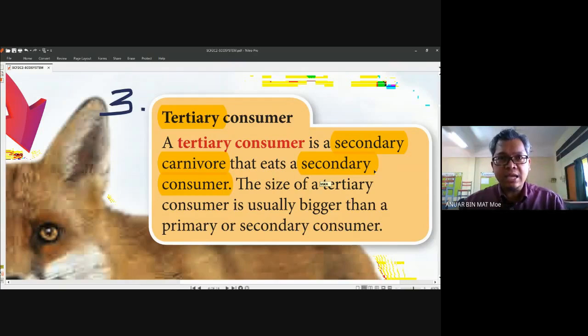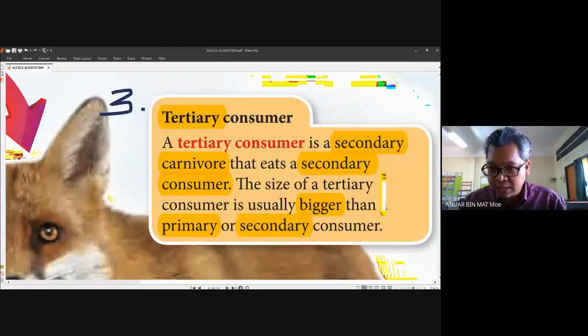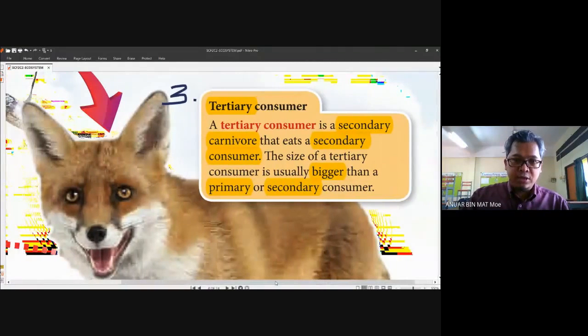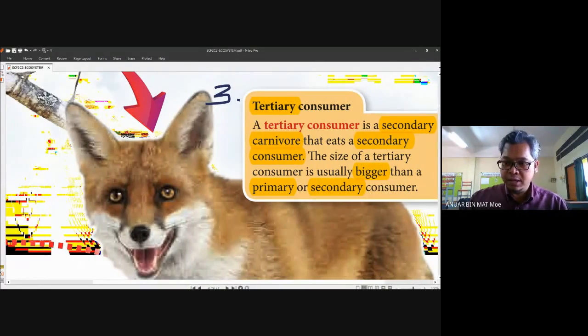Secondary consumer eats primary consumer. And then primary consumer usually eats producer. Can you see the flow here? Can you see the flow here? The size of tertiary consumer is usually bigger than primary or secondary consumer. Usually tertiary consumer is a lot bigger. The size of the body is bigger. For example, here human, and then the fox, and then the lion and the tiger are usually categorized under tertiary consumer.